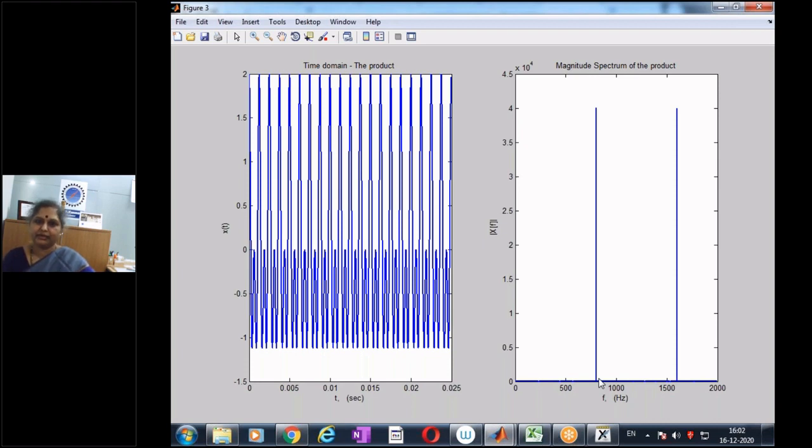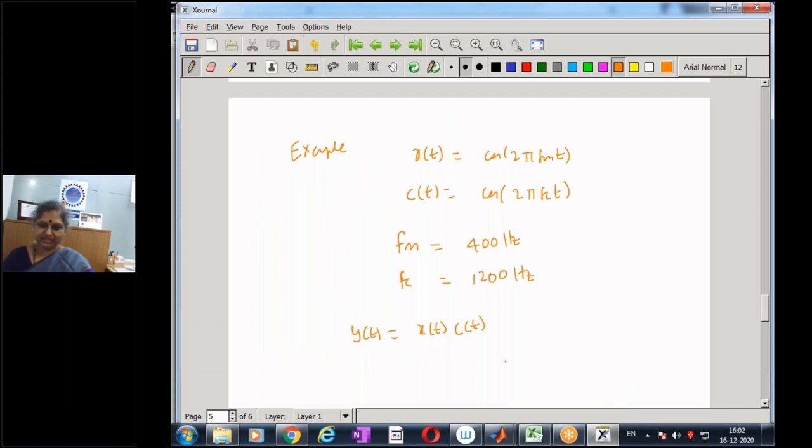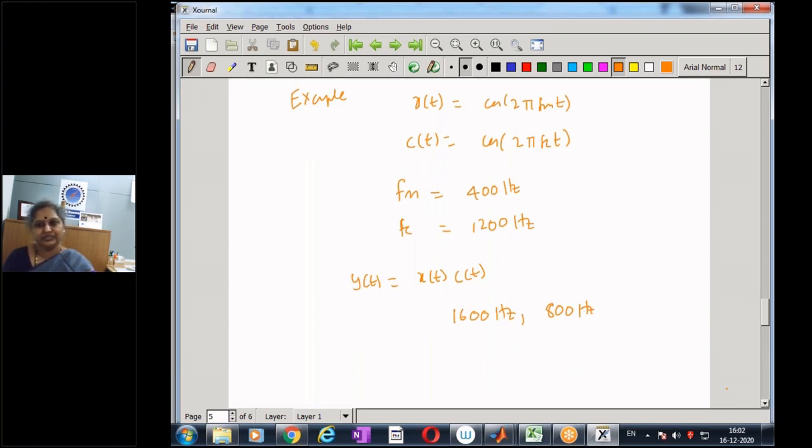So when I multiply two sinusoidal signals, I get the spectral components as the sum and the difference of the two frequencies that we have considered. Hence in the product we are going to have 1200 plus 400, that is 1600 hertz, and 1200 minus 400, that is 800 hertz. This is our observation. So multiplication in the time domain actually leads to a frequency translation.